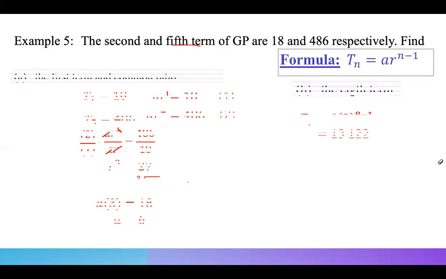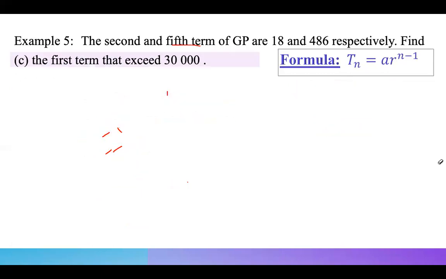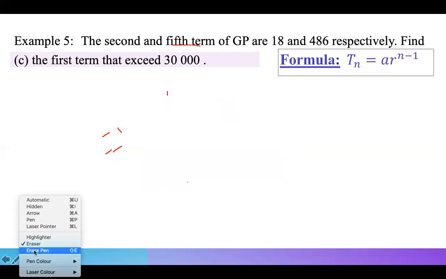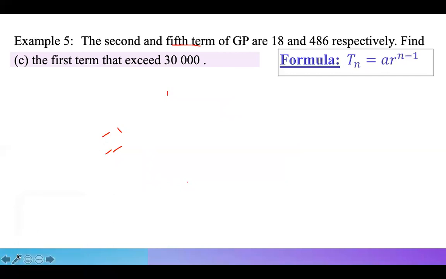So let's see. Any more? Okay. Now it's more challenging. What is the first term that exceeds 30,000? All right. In case you forgot about this formula, what you do is, you know the first term, the 8th term, right? So you just multiply from 6 times 3, you multiply times 3, so you count, you list it down until you get to 30,000. That means your paper will be full.